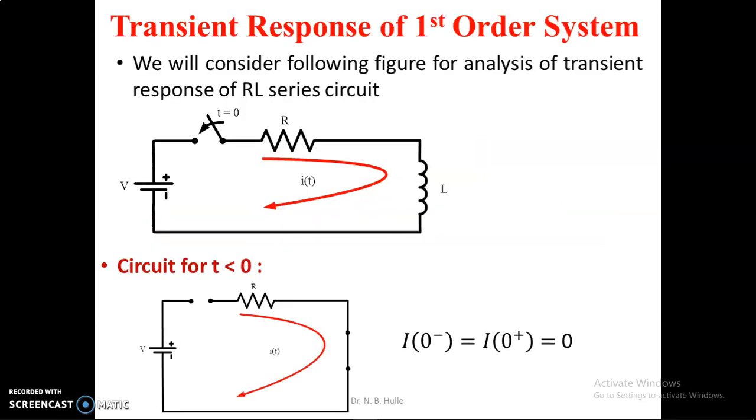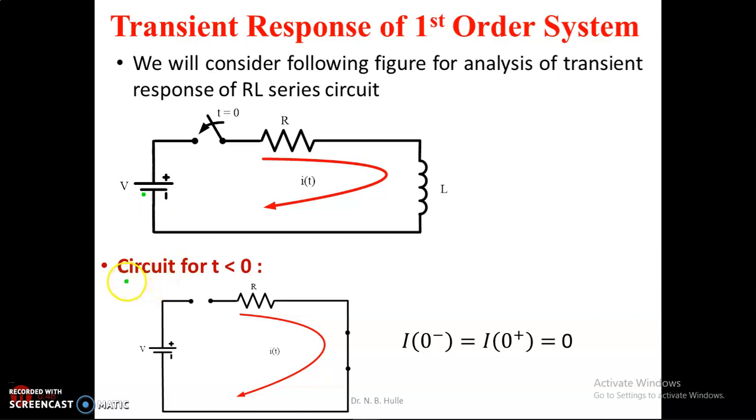Now here in this case, for analysis of transient response of the first order system, that is RL series circuit, we have considered this circuit. Here is the switch which is closed at t equal to 0. Initially, the switch is open and the steady state was reached. And here it is RL circuit and we are applying the voltage V, which is the DC voltage. Always while doing the transient response of any system, maybe the first order or maybe the second order, we will divide the analysis into two parts.